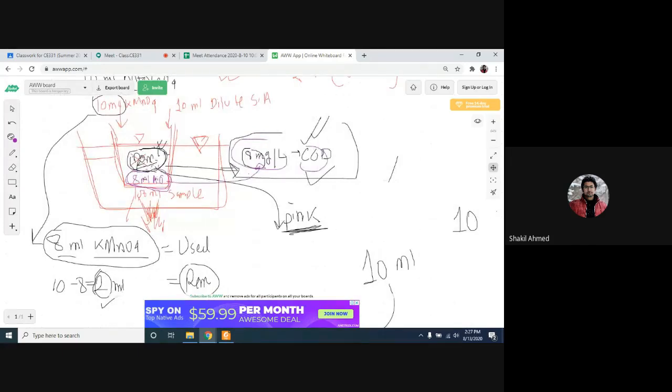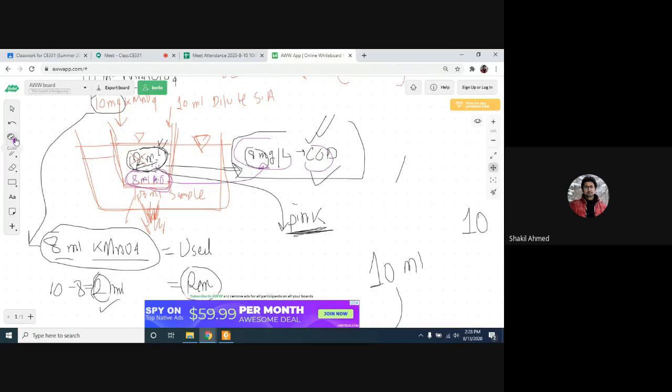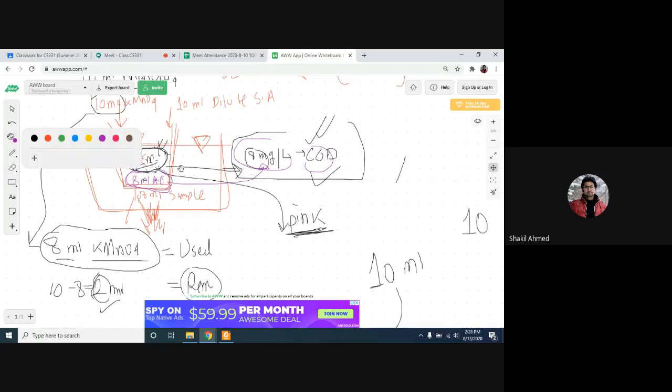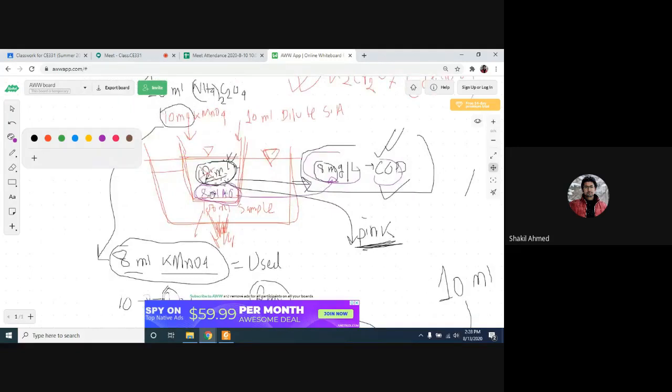is there any potassium permanganate available? No, right? Yes, ma'am. That means there is no potassium permanganate now. That means the pink color will go away, and you will have only 8 ml of ammonium oxalate. And this is colorless because you do not have potassium permanganate now.